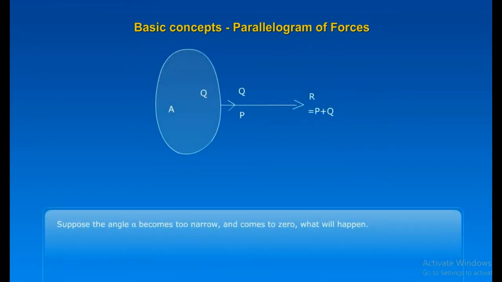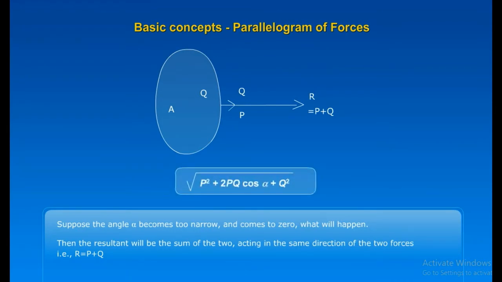Suppose the angle alpha becomes too narrow and comes to 0, what will happen? Then the resultant will be the sum of the two forces acting in the same direction, that is R is equivalent to the sum of P and Q. This can also be verified by substituting alpha equal to 0 in the equation.